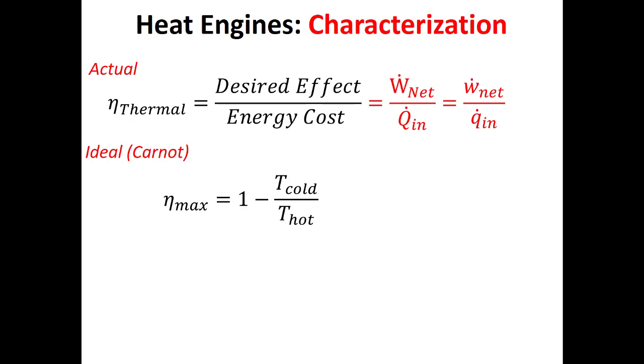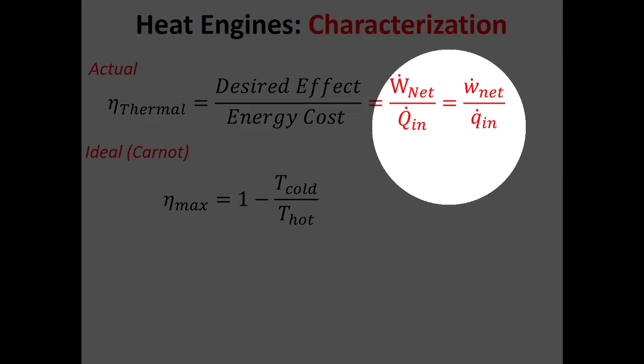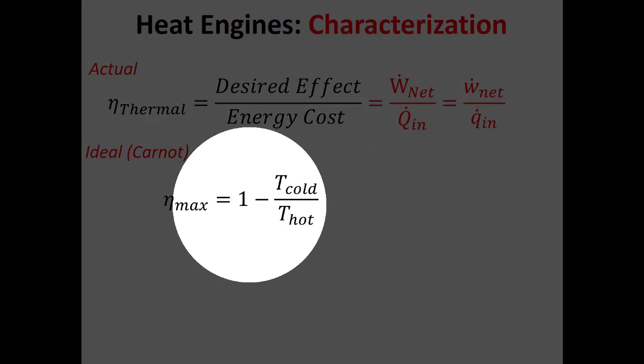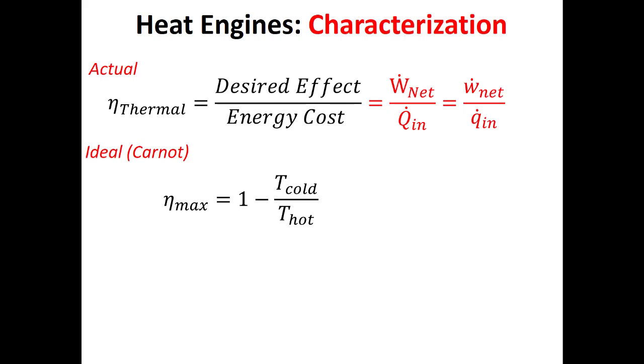So heat engines, right? Rankine cycles are heat engines. For the real heat engine, you want net work divided by heat in. For the Carnot heat engine, 1 minus T cold over T hot. We know that the actual thermal efficiency should be less than the ideal thermal efficiency.